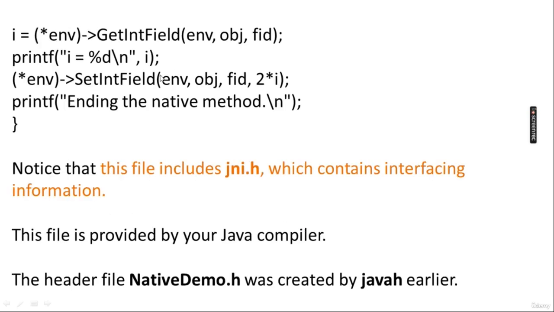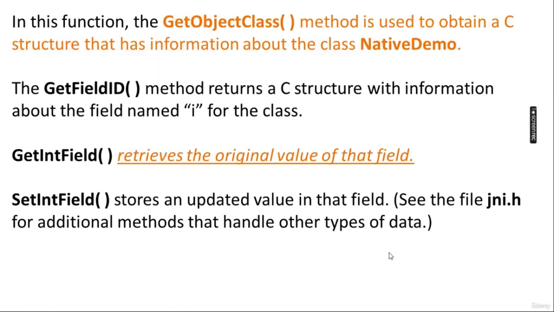Okay, this is the complete implementation of our method. This file includes jni.h, which contains the interfacing information. This file is provided by your Java compiler. jni.h is provided by your compiler, the header file we have created earlier.